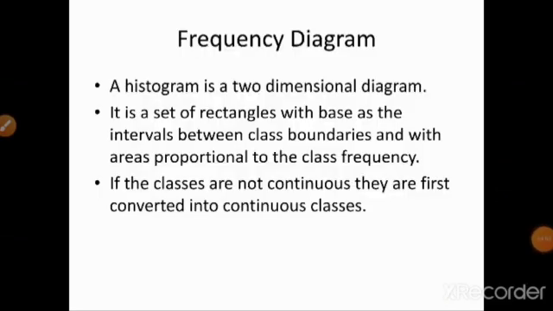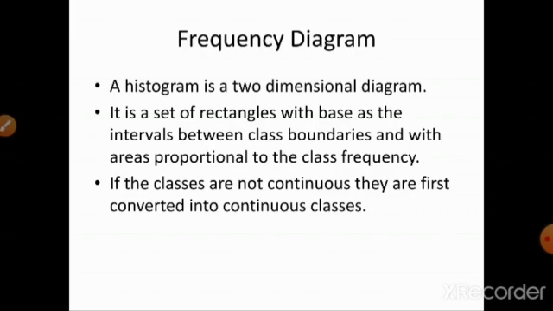The next one is the frequency diagram. Under this we are going to see the histogram. The histogram is a two-dimensional diagram. There is a difference between the bar diagram and the histogram. In a bar diagram, there are gaps between the bars, whereas in a histogram there are no gaps; it is continuous. It is a set of rectangles with bases on the intervals between class boundaries, where the area is proportional to the class frequencies. If the classes are not continuous, they are first converted into continuous classes.